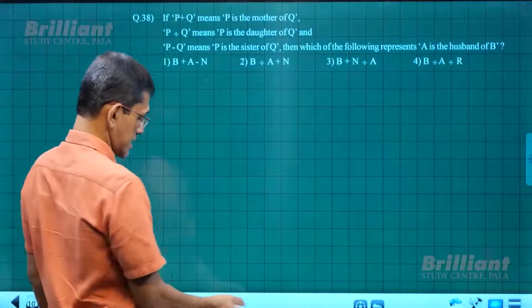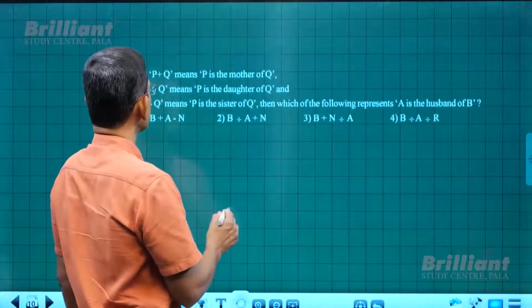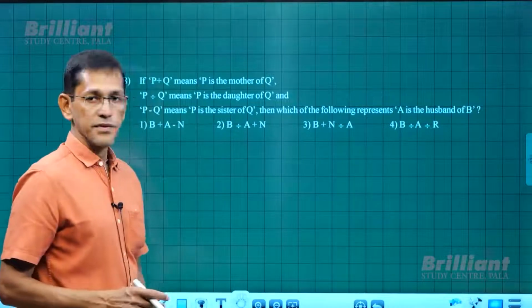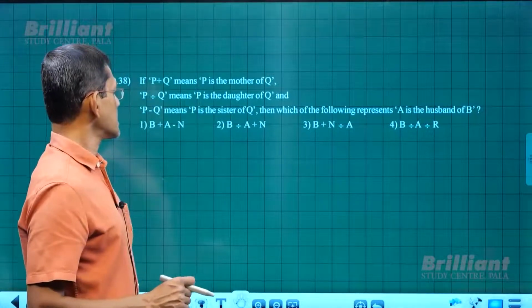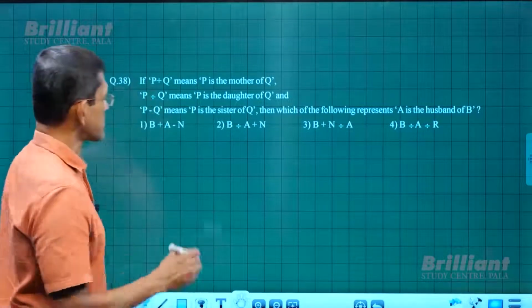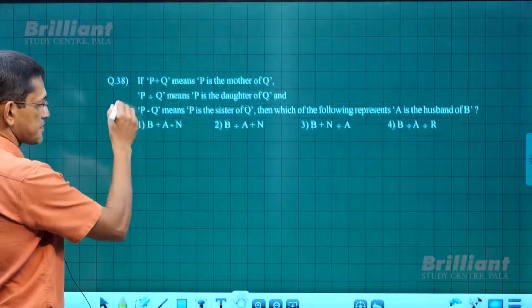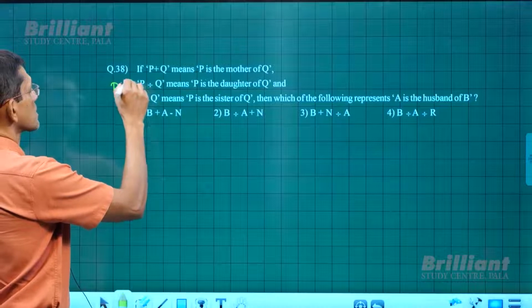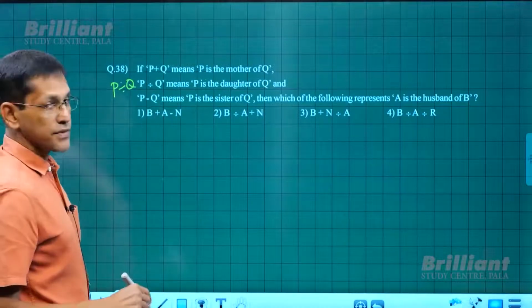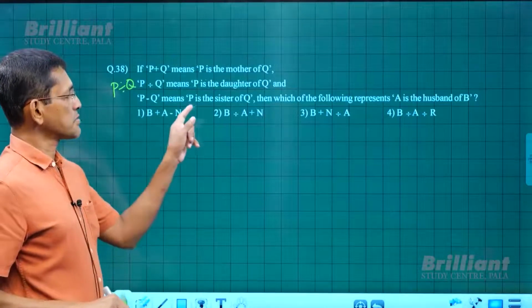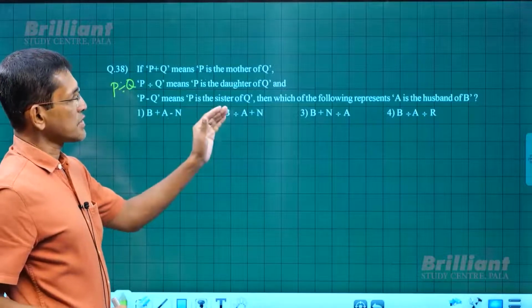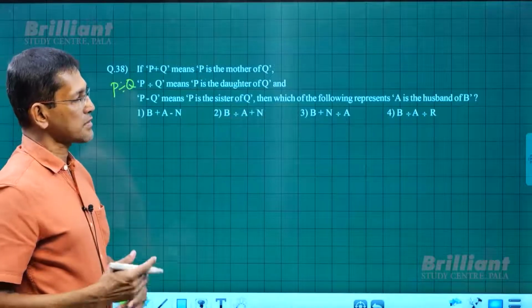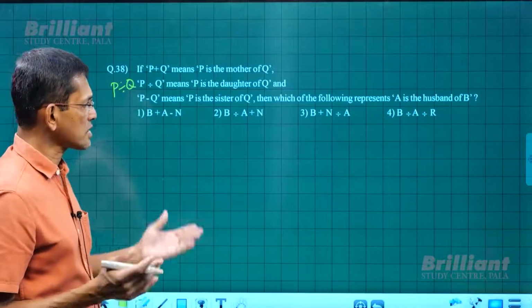Now 38. It says that P plus Q means P is the mother of Q. And P divided by Q means this is division, P divided by Q, means P is the daughter of Q. And P minus Q means P is the sister of Q. Then which of the following represents A is the husband of B? A is the husband of B. So let's take a look at that.